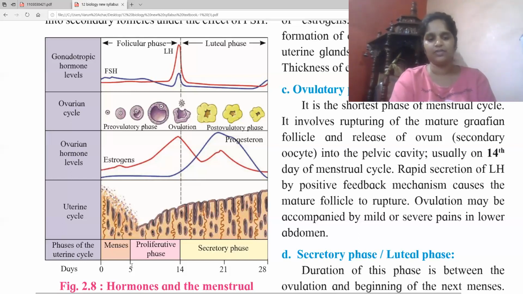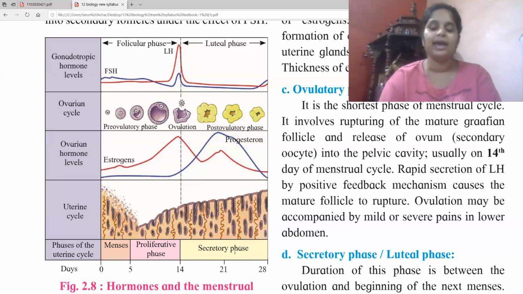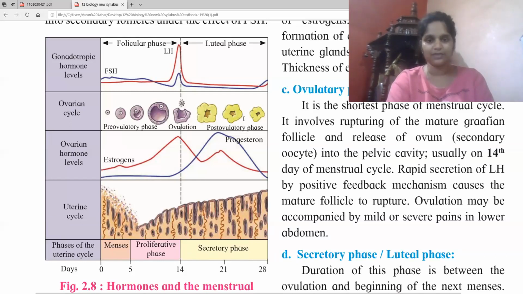So the events that take place from day 6 to day 13 are said to be the proliferative phase. Then on the 14th day you have ovulation taking place, and after ovulation, from day 15 to day 28, you have the post ovulatory phase, also called the secretory phase or luteal phase, because here the corpus luteum is present. If your second oocyte does not get fertilized, then this corpus luteum gets converted to corpus albicans, and the entire cycle starts over. So this way the cycle keeps on coming up.